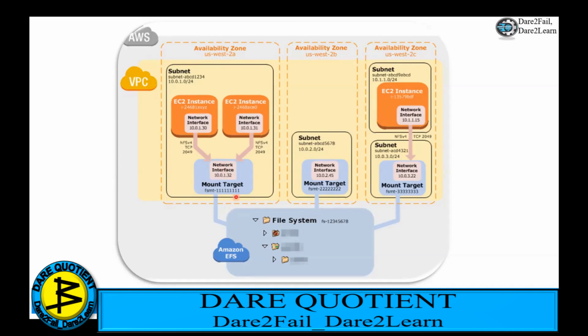So we have these different mount targets here. And with the mount targets, the EC2 instances are able to attach onto the mount targets. And that's how they connect onto the Amazon EFS system.